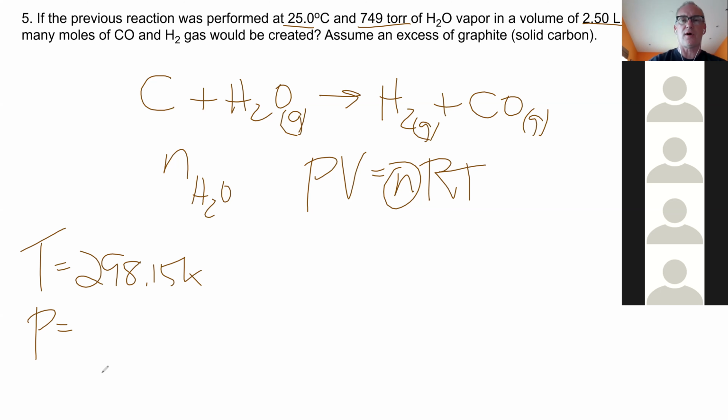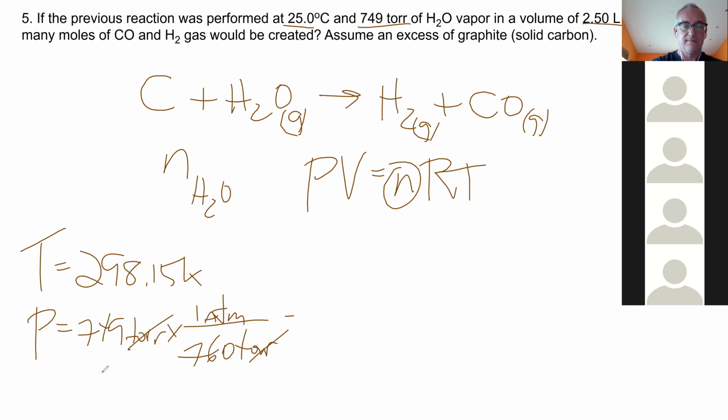Now it's given in torr. So now I have to convert torr to atmospheres. How do I do that? Divide by 760. Right. I multiply by 1 over 760. So I got 749 torr times 1 atmosphere divided by 760 torr. So how many atmospheres do I have? 0.9855 atmospheres. Okay.